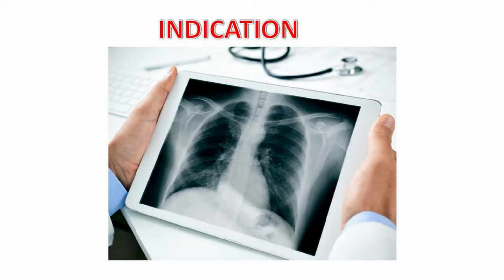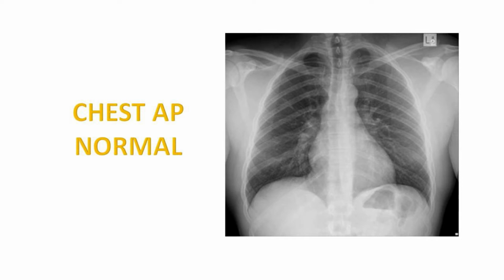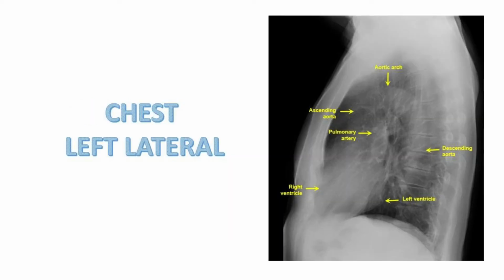Now we will see the indications of the chest x-rays. Indications means why this chest x-ray is performed, to see which pathologies chest x-ray is required. This is the normal chest posterior anterior view. This is anterior posterior view. This is left lateral decubitus view.